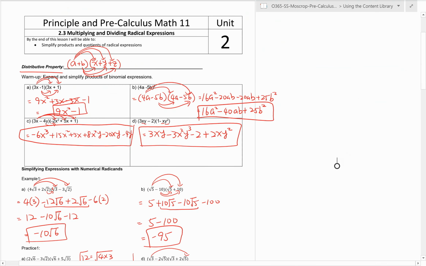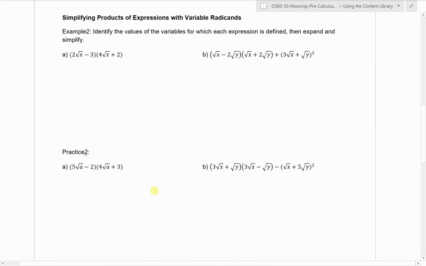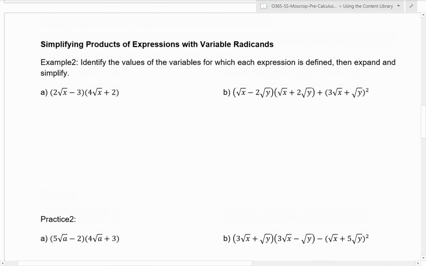Okay, and obviously we are not just going to deal with numbers only, so we are going to be looking at variables. So I'm going to show you how to do it right here. So now we're multiplying with variables. Same thing, the principle is always the same. You're only dealing with variables now.